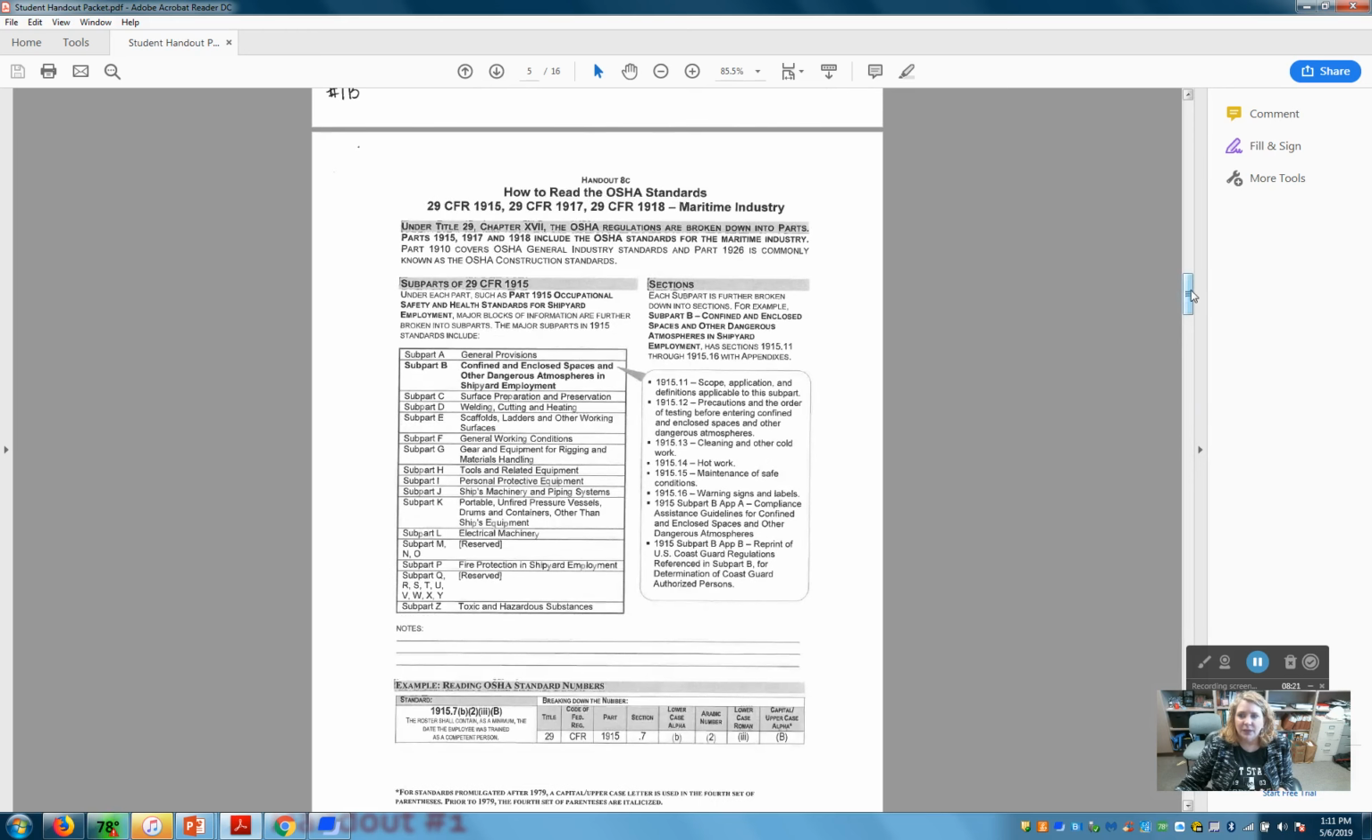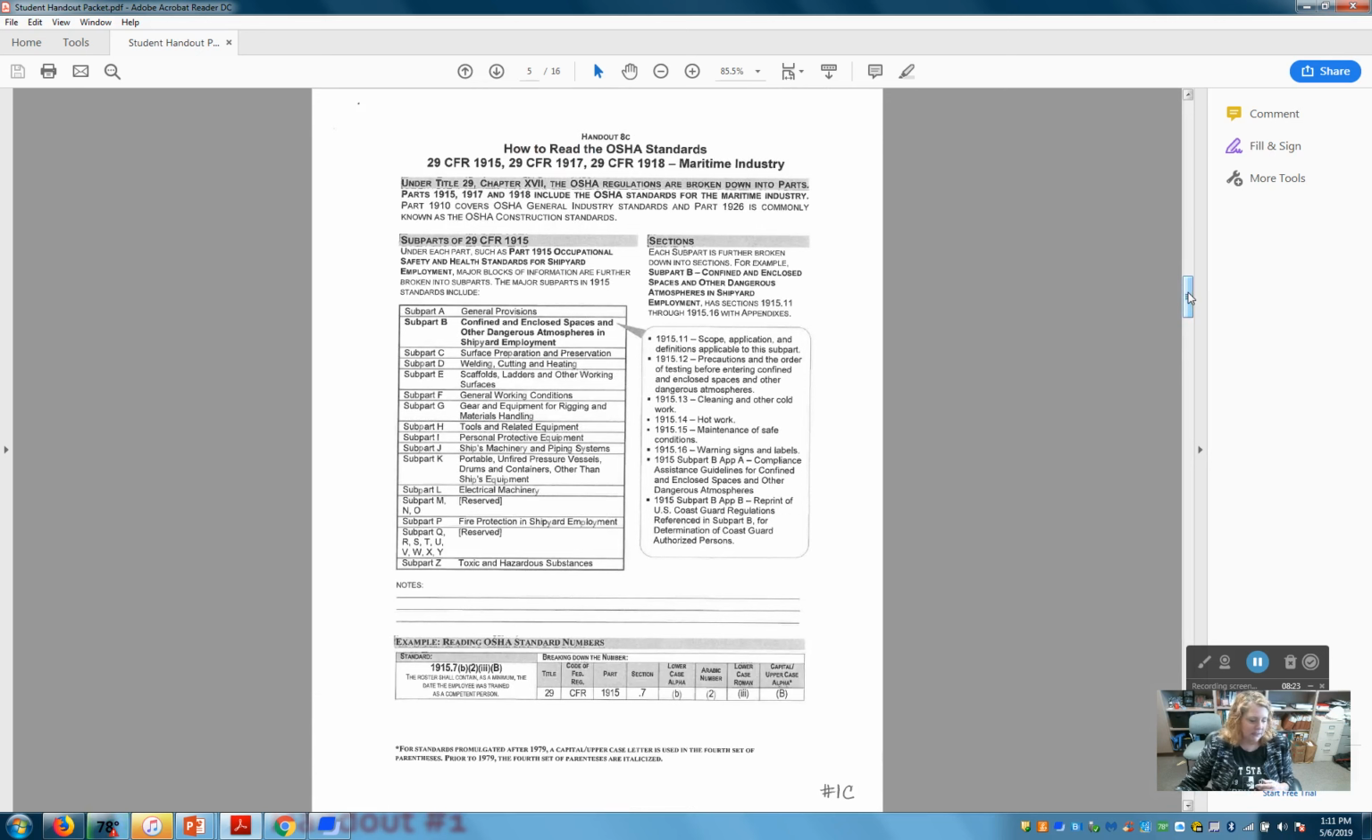Okay, the next one is 1915, 1917, and 1918. These are maritime industry, and once again they're set up with the part number exactly as before. We had subpart L that we were looking under. It was fire protection, and scaffolds for construction. And here in maritime, it says electrical machinery. So just be leery of that.